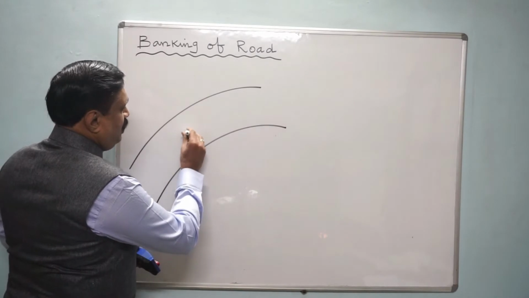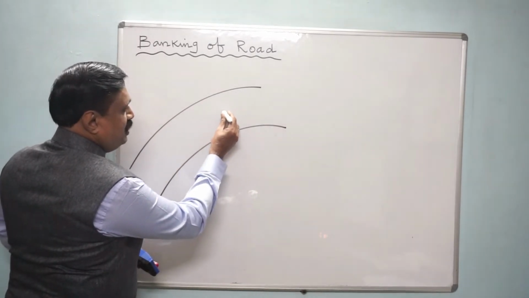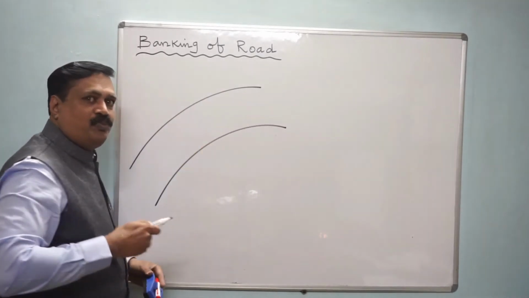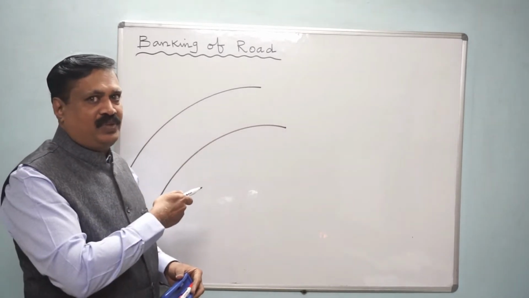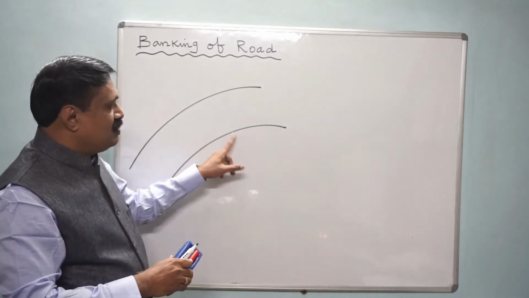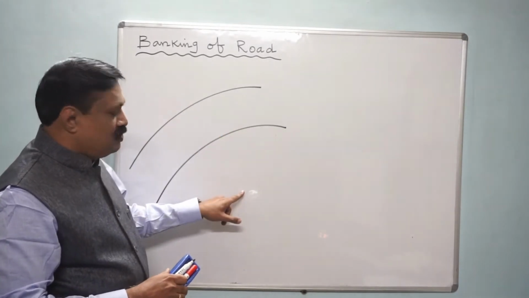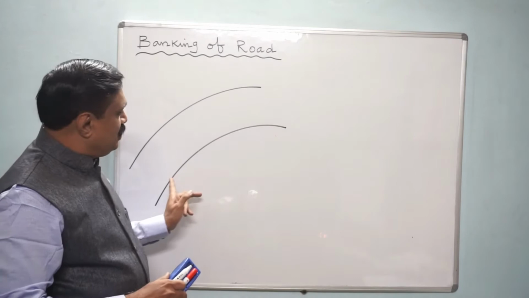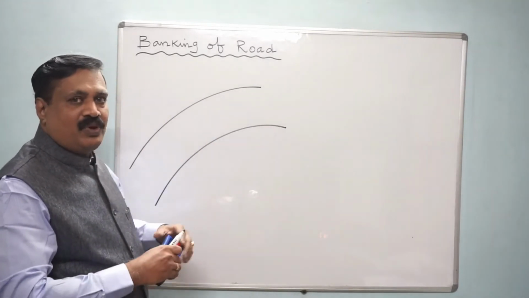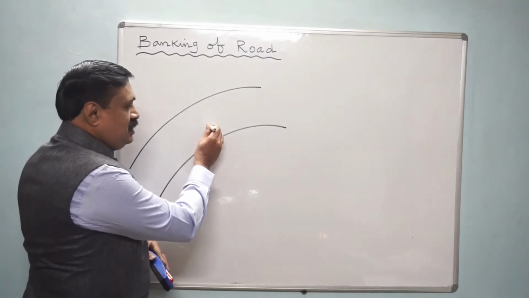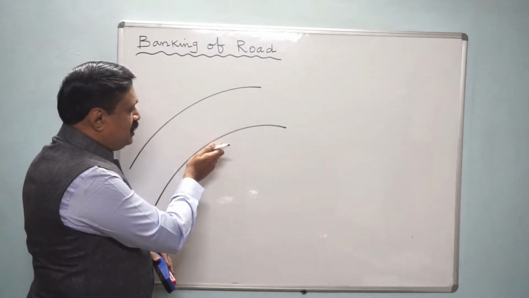For example, this is the bike, and you are going here like this. While going here, you are bending inside, in order to provide centripetal force. Inside means this is the inner curve, and this is the outer curve. If you consider this as a circle, then inside is the center. That means you are bending towards the inner edge.